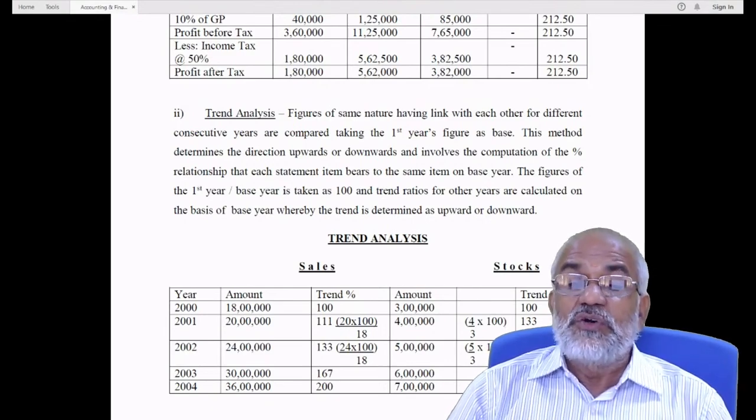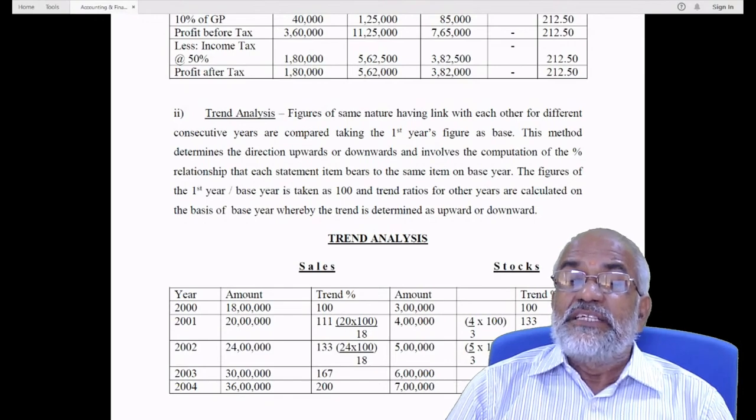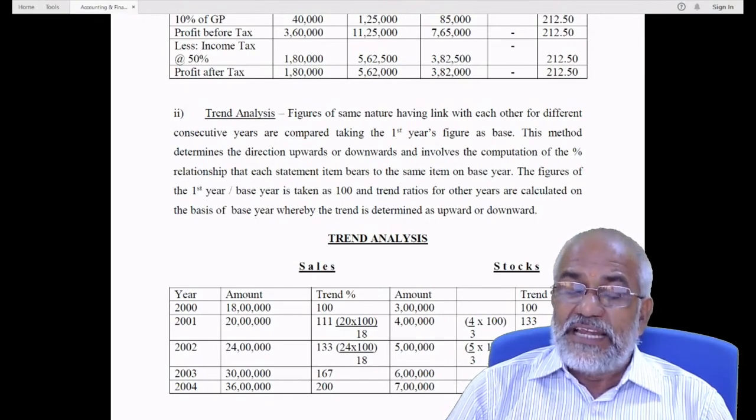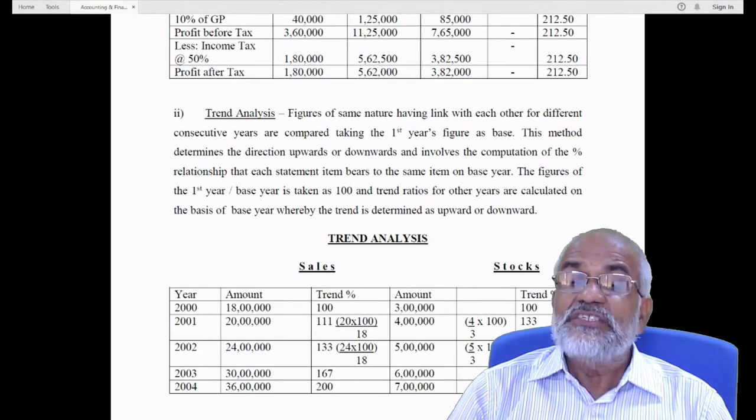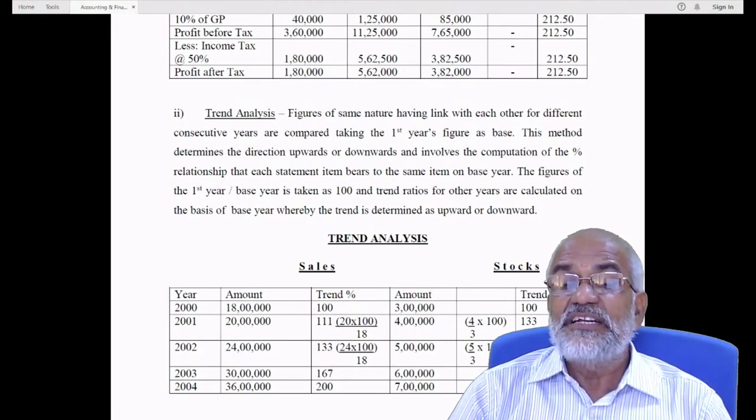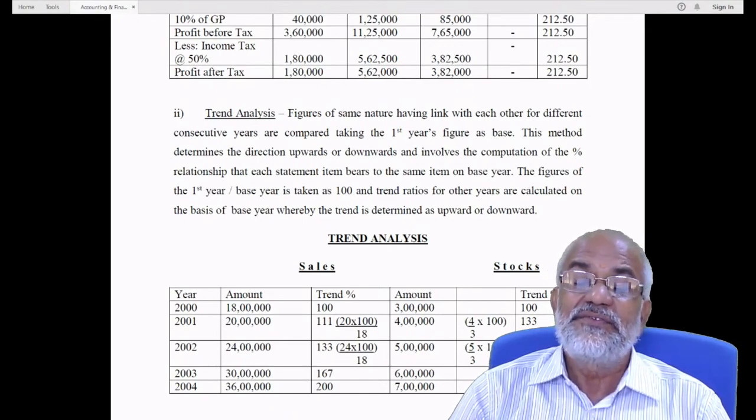Right? So the trend of increase in the stocks is 100 in the first year, 133 in the second year, 167 in the third year, 200 in the fourth year, and 233 in the fifth and final year.